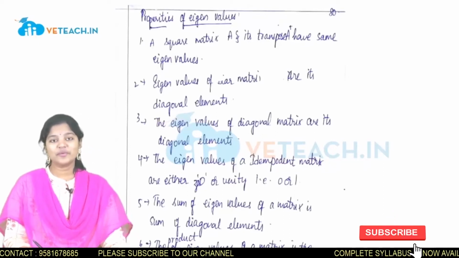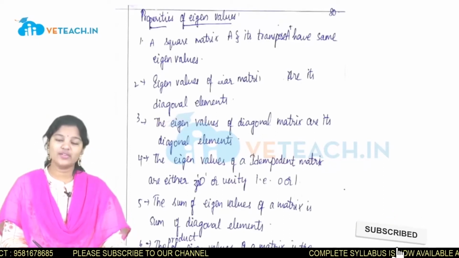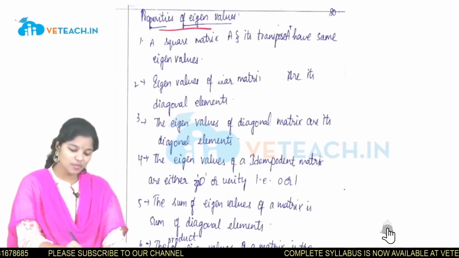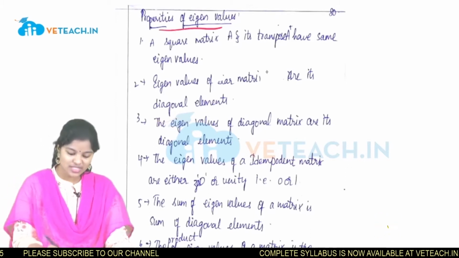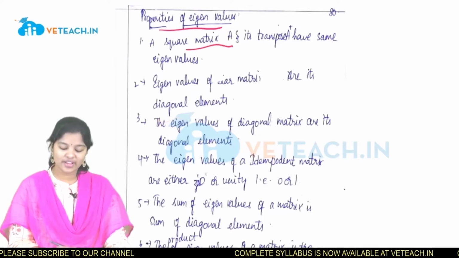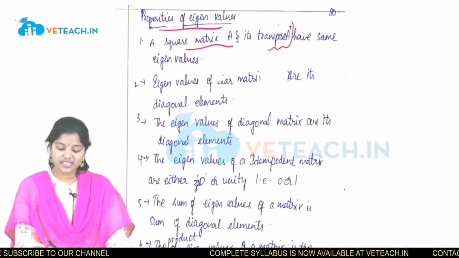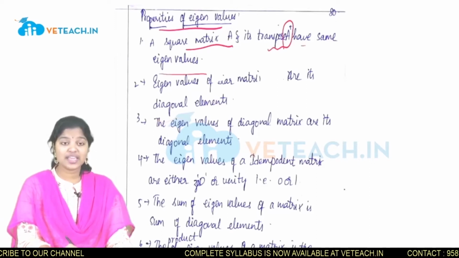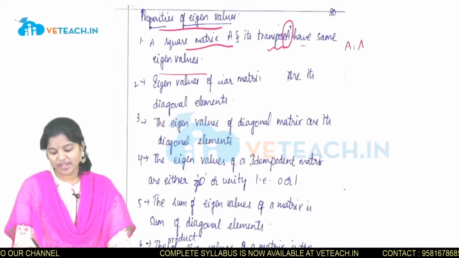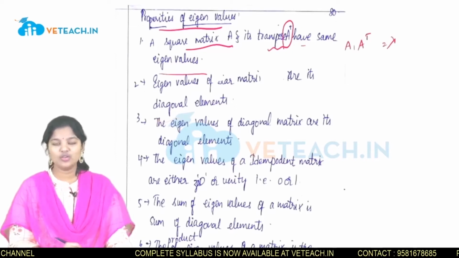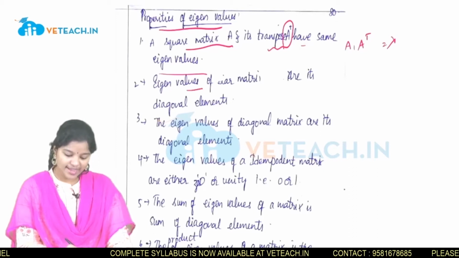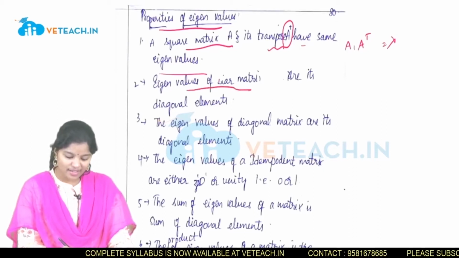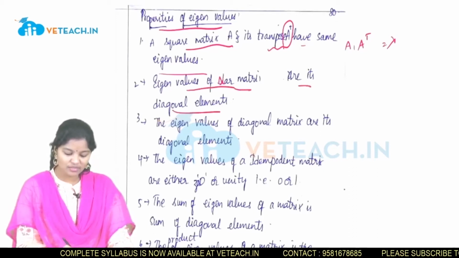We teach. In the previous class, we have seen how to find eigenvectors. Now we will see the properties of eigenvalues. Suppose A is a square matrix and the transpose of A is A transpose; they will have the same eigenvalues. That means A and A transpose will have the same eigenvalues. The eigenvalues of a triangular matrix are its diagonal elements.